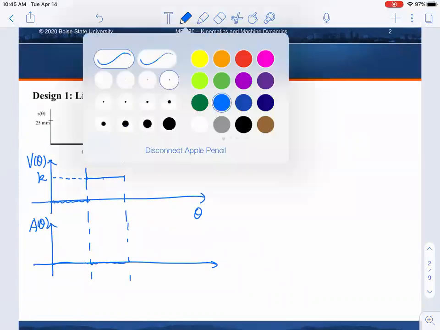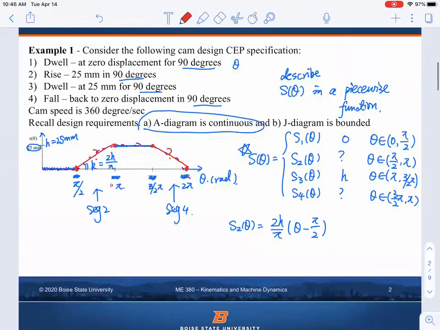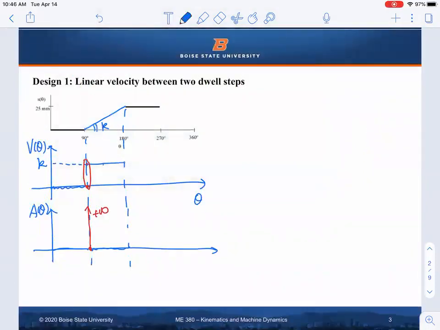But you have to pay attention to the switching point here. At this location, your velocity suddenly changes from 0 to a constant non-zero number. That means your acceleration at that point is actually positive infinity. So that's why it's not continuous in acceleration. So CEP design is not as simple as connecting lines. That's my point. You need to think more, trying to make sure your acceleration is continuous.